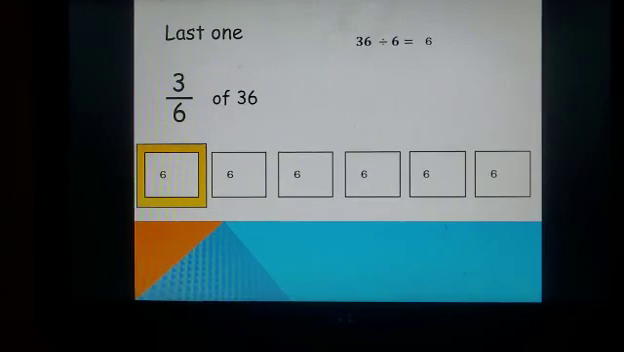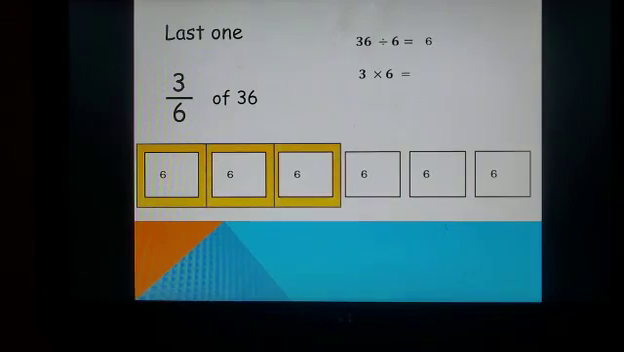Now in this question, I want 3/6. I want 3 parts. 1, 2, 3. 3 times 6 is 18. So 3/6 of 36 equals 18.